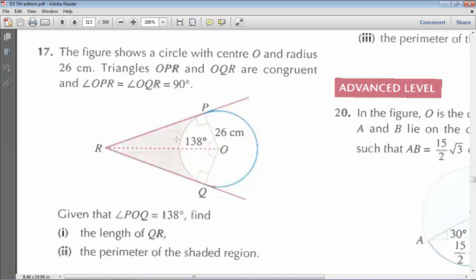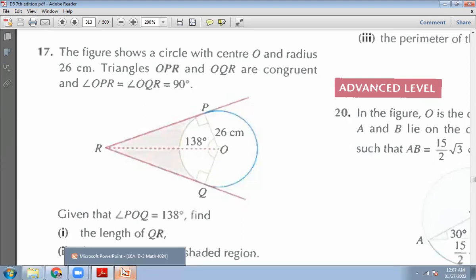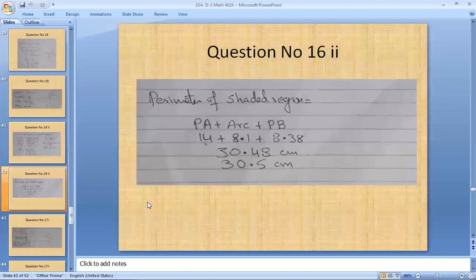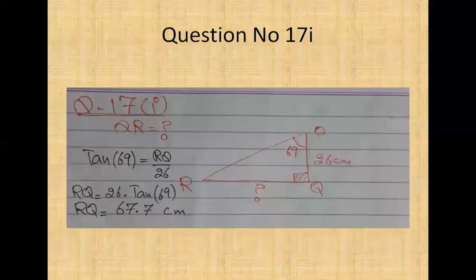So I can find the length of this arc very easily. If I know this angle is 138, I will apply theta by 360 times 2 pi r. The radius is 26 and theta is 138. So I will find this arc plus QR plus RP, and that will be the perimeter of the shaded region. Hopefully you understand the logic and the strategy which I'm giving to you. Okay, so let me show you how this is done, and let's hope you can understand.